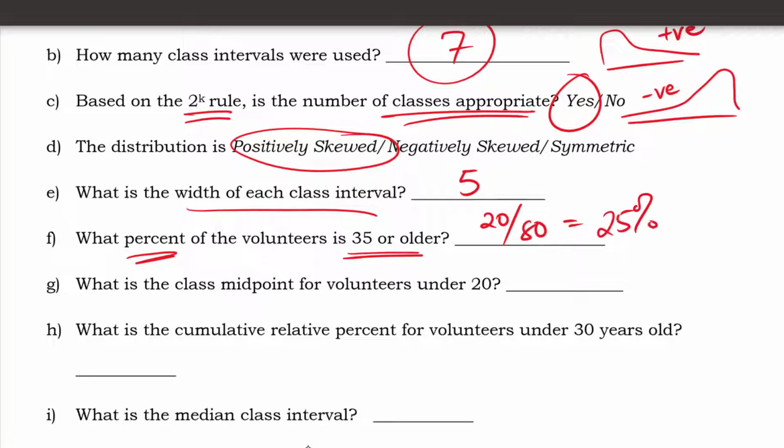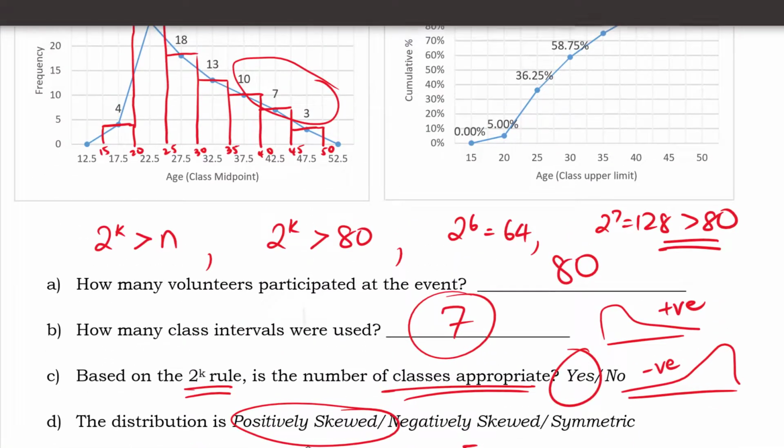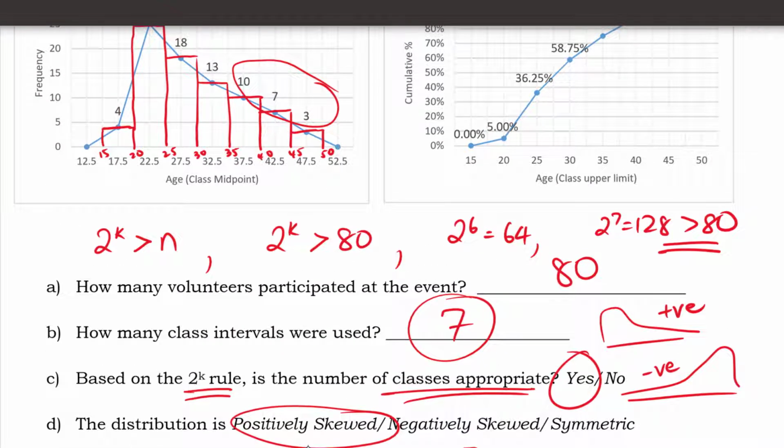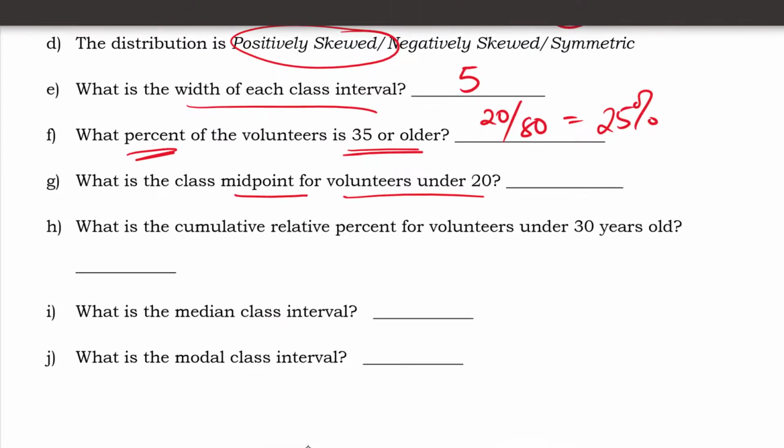The next question asks for the midpoint for volunteers under 20. So if we go here, volunteers under 20, this is the interval for volunteers under 20. The midpoint of the interval is actually 17.5, as we can see there. Or we can simply take 15 plus 20 divided by 2, and that will give us 17.5.